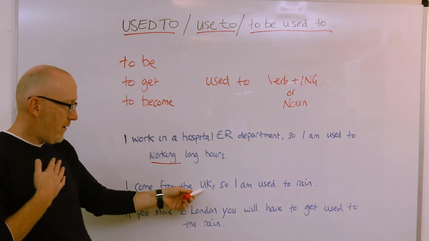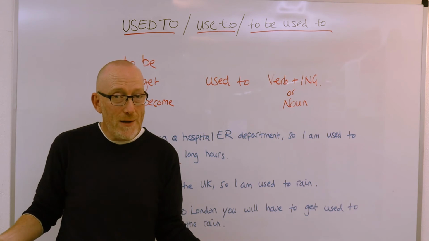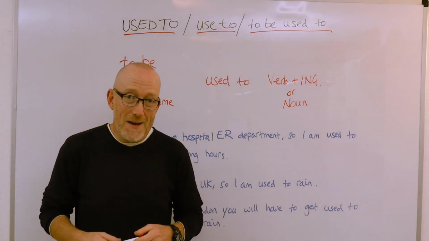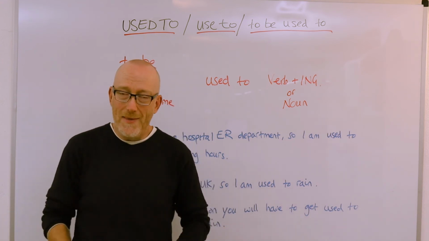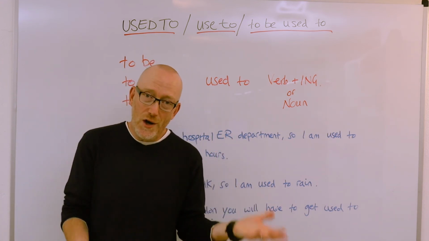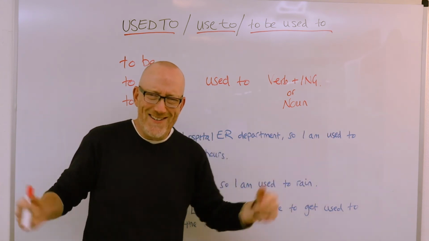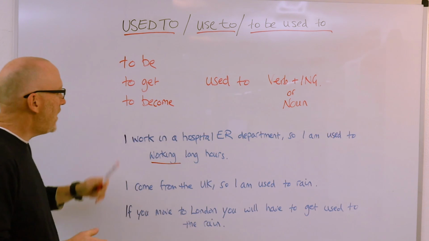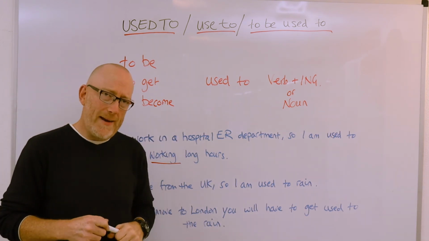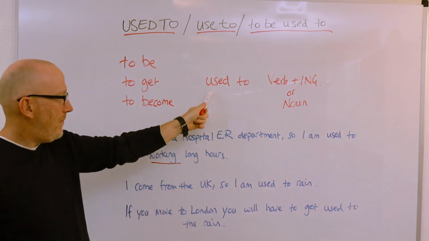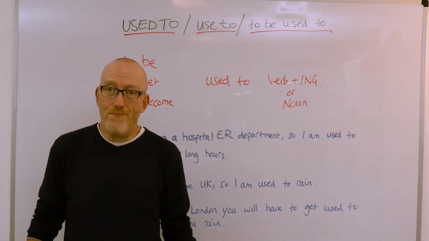Whereas I come from the UK, so I am already used to the rain. I'm already used to it. In fact, as I'm making this video now, outside it is raining, but for me that's okay. That's a regular, normal occurrence because where I come from in the UK, it always rains. Okay, so be, get, become, there are probably a few other verbs that you might see used as well, with used to, with an ing verb or a noun.